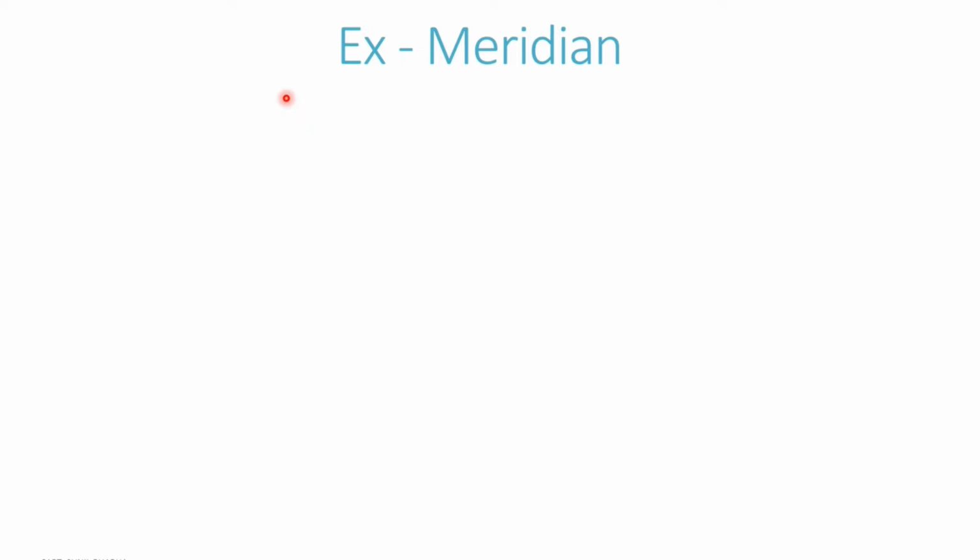Let's move on to our next method now, which is Ex-meridian. Now, first of all, the meaning of this method. Ex basically means close. So Ex-meridian basically means that the body is close to the meridian. It could be east of the meridian or west of the meridian, but it is close to the meridian.